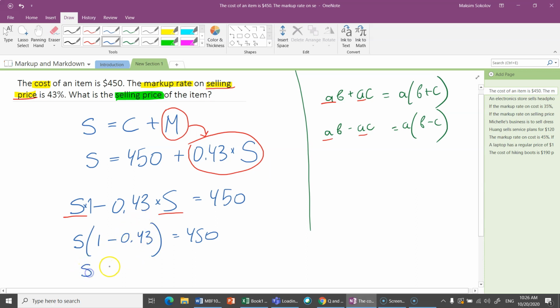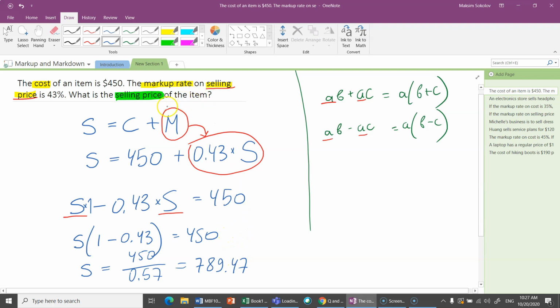Well, our final stage will be to find this as it's 450 divided by 0.57, which is 789.47. That is going to be the solution for this problem.